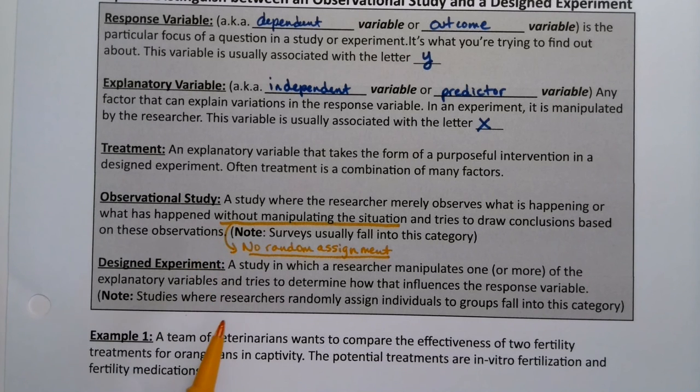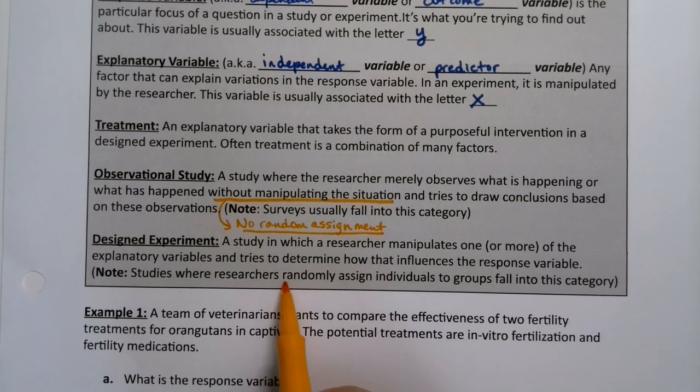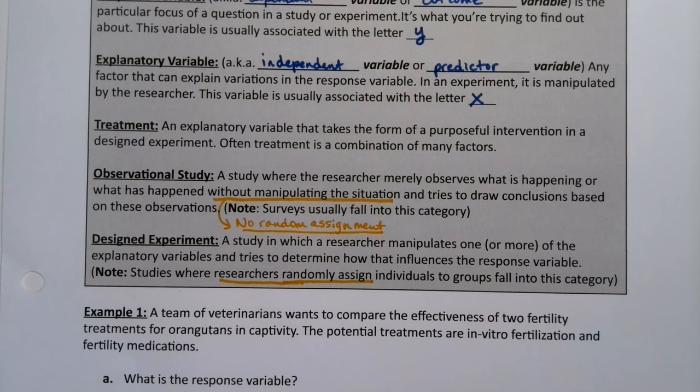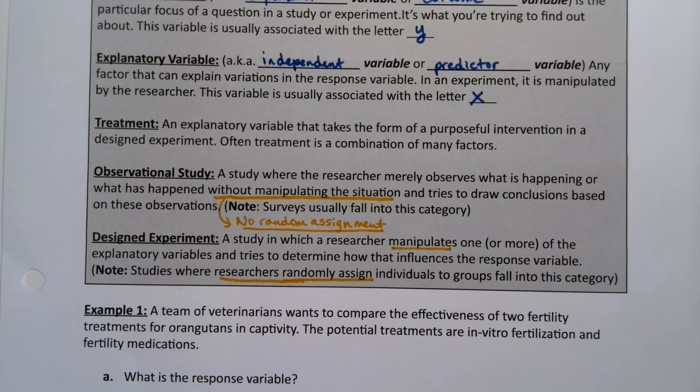Whereas a designed experiment is when the researcher manipulates one or more of the explanatory variables and tries to determine how that manipulation will influence the response variable. Studies where researchers assign, see, there's the random assignment. When researchers randomly assign individuals into groups, they fall into this category, right? So if the researcher is assigning things, if the researcher is manipulating things, then that's a designed experiment or just experiment. We don't always put the word designed in there.